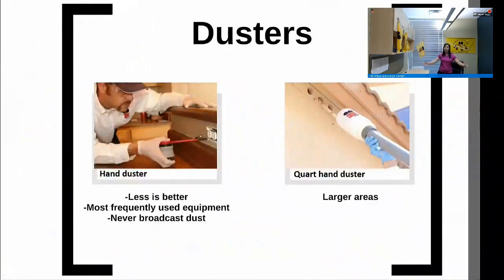Dusters. Dusters should be your best friend. What are the main jobs that we do? A lot of the jobs that we do are for crawling insects. And what do we do inside of the facility to control crawling insects? We apply dust in cracks and crevices. So we have here the hand duster. Remember, less is better. If you're applying the dust, one puff is enough to treat that specific area.